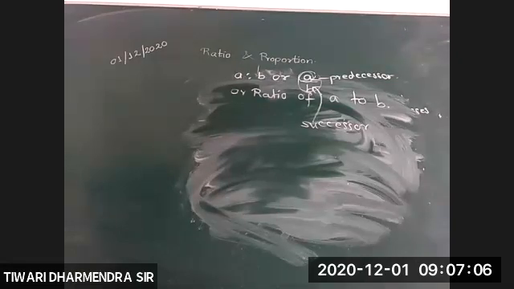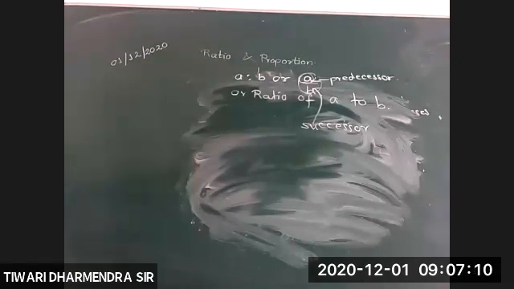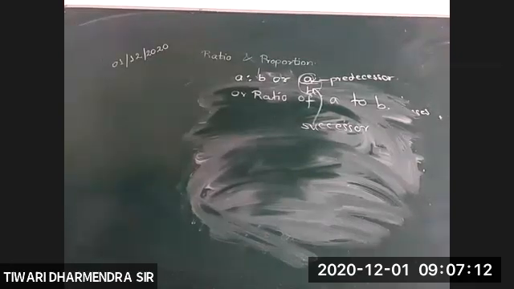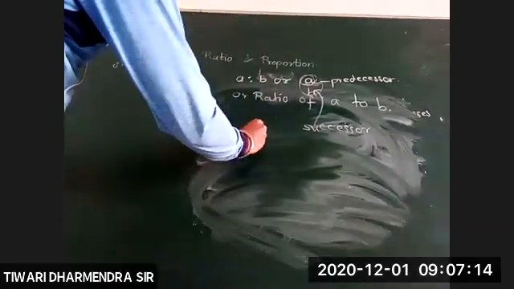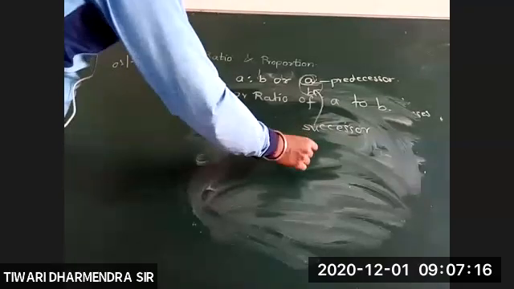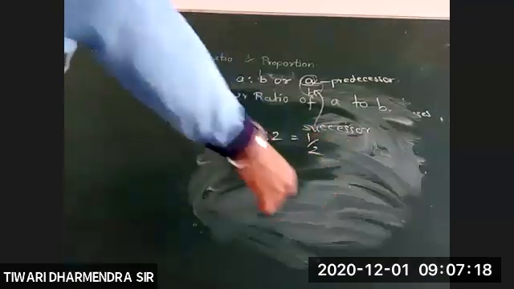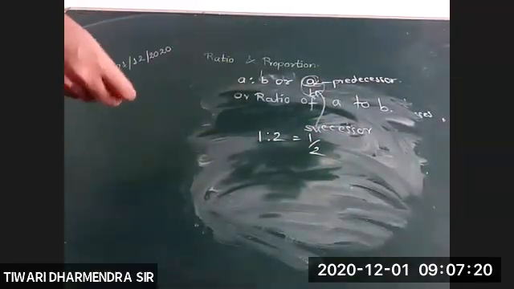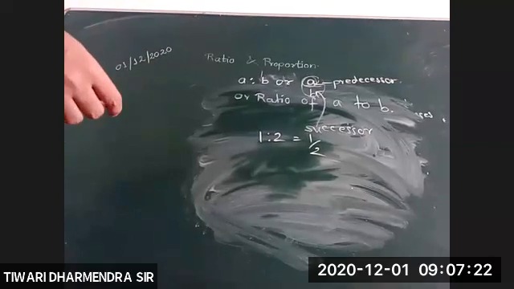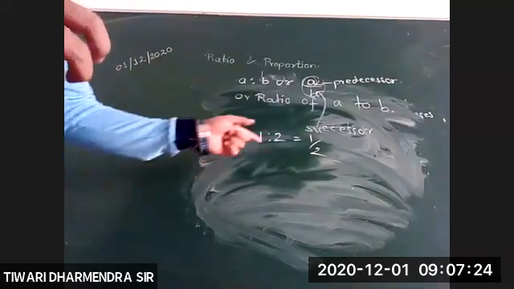Now we'll move to the second point. As we have done lots of problems of ratio earlier, 1:2 is written as 1/2. Okay, we are taking a simple example so that we can understand easily. I want to get the percentage of this.